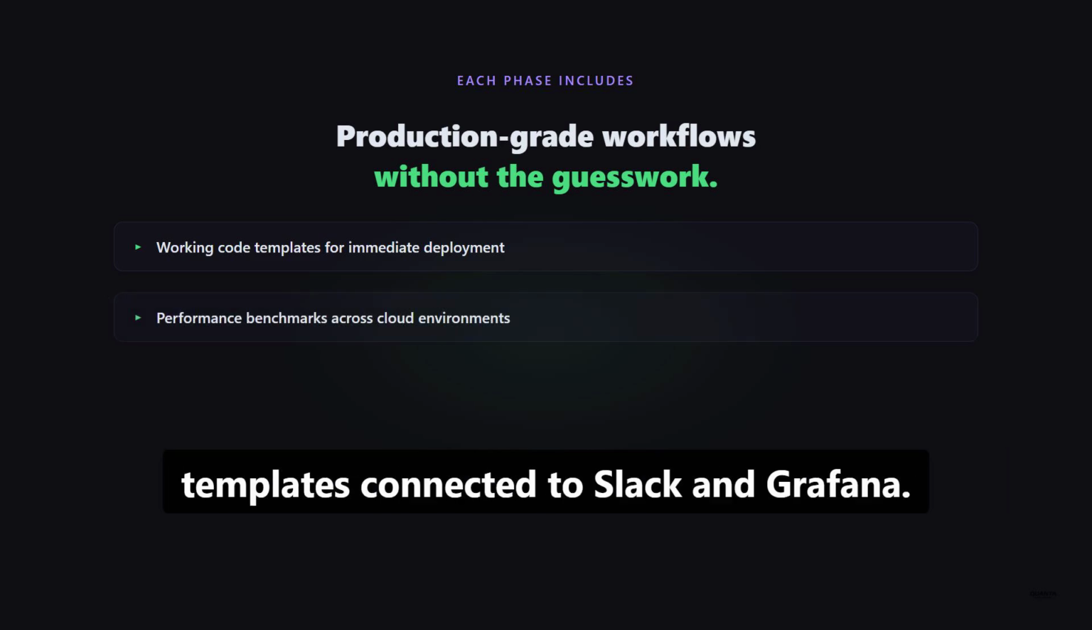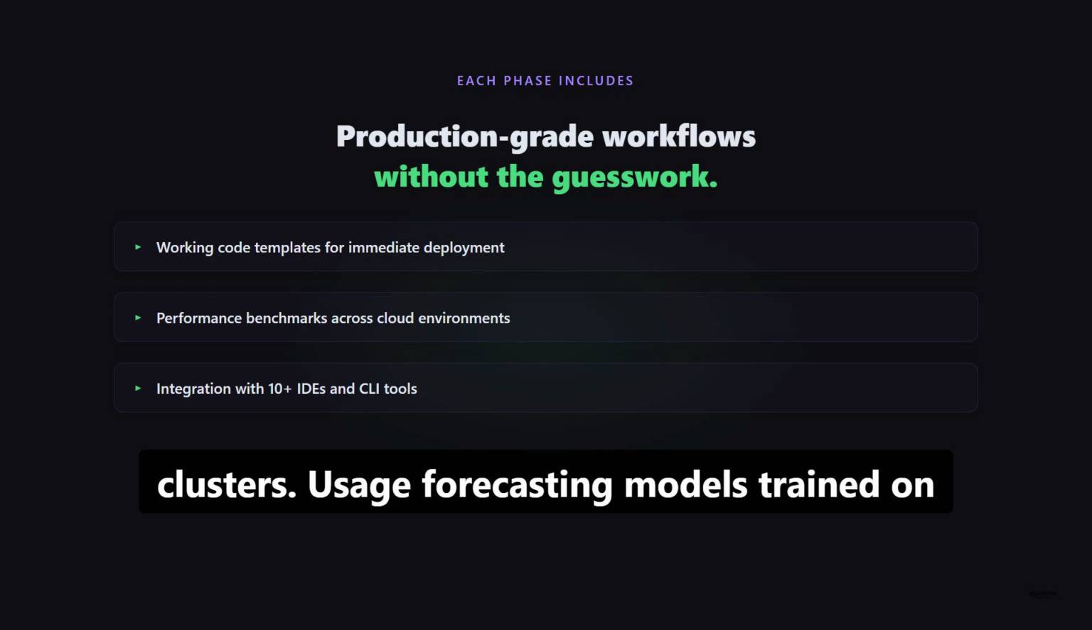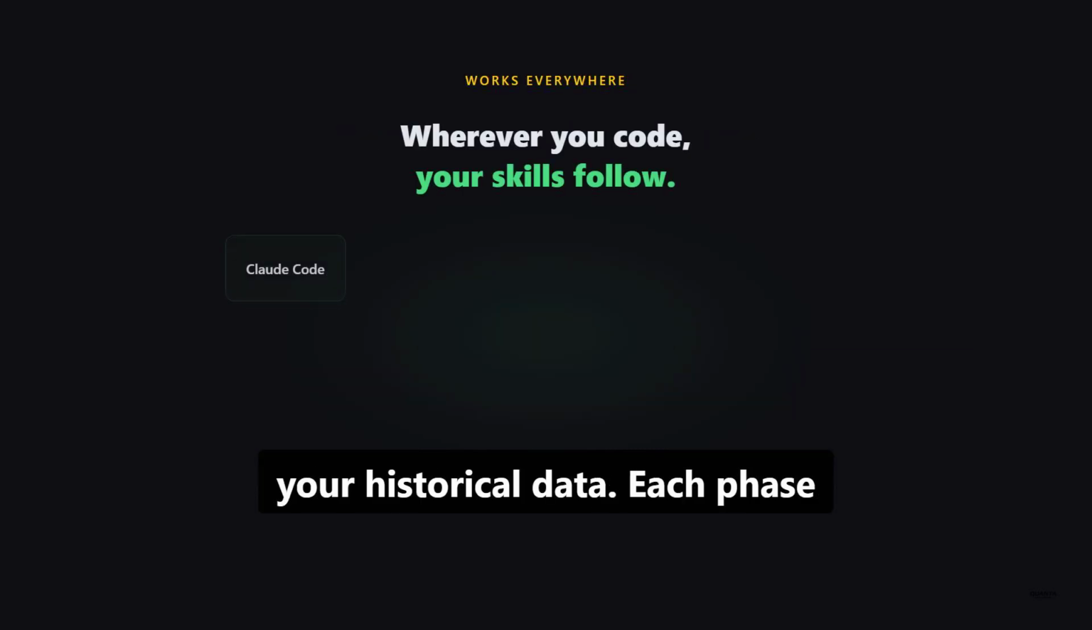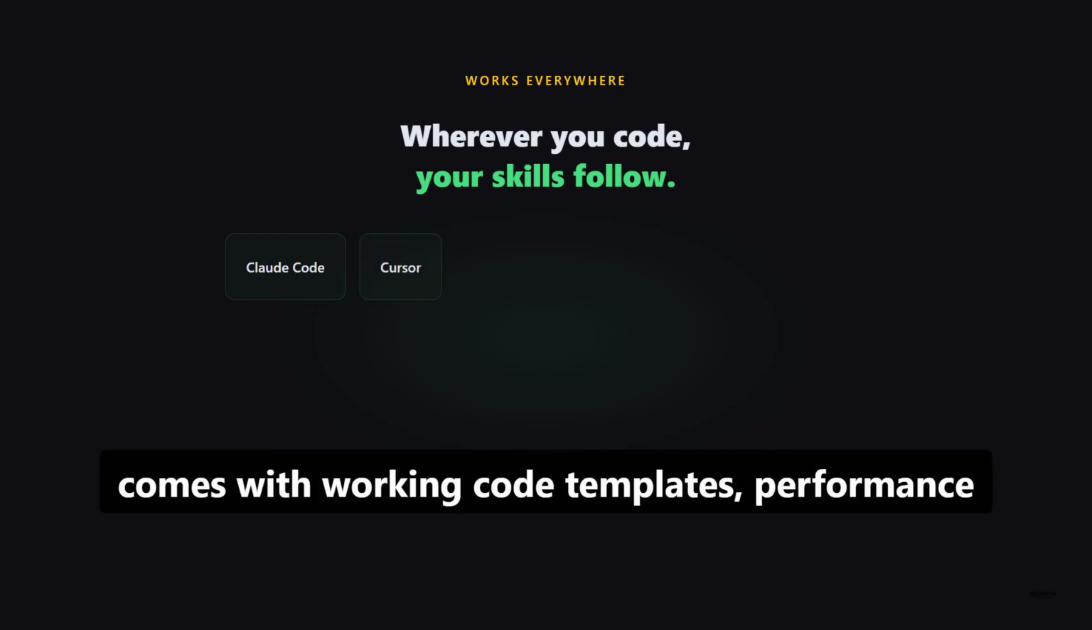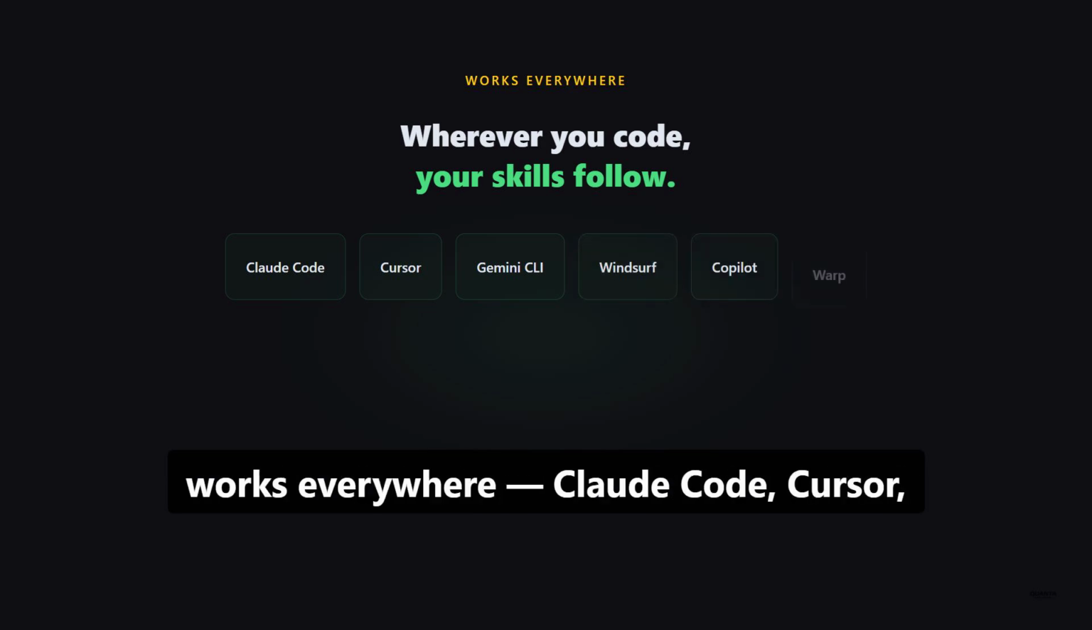Budget alert automation templates connected to Slack and Grafana. Cost allocation tagging strategies for Kubernetes clusters. Usage forecasting models trained on your historical data. Each phase comes with working code templates, performance benchmarks, and progress checklists, and it works everywhere.